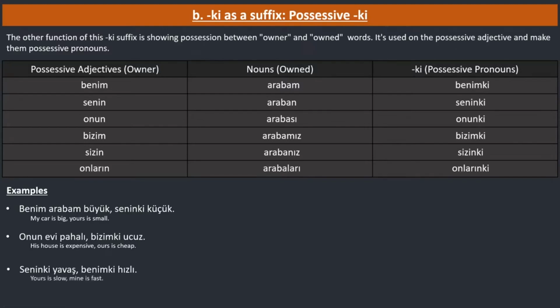Yours is slow, mine is fast. So I don't know if he is talking about cars, bikes or computers, like them working fast and slow. It could be anything.